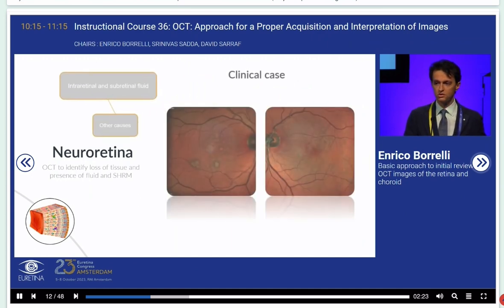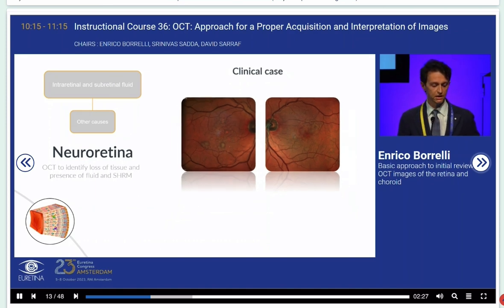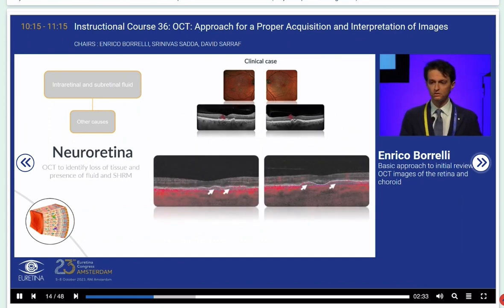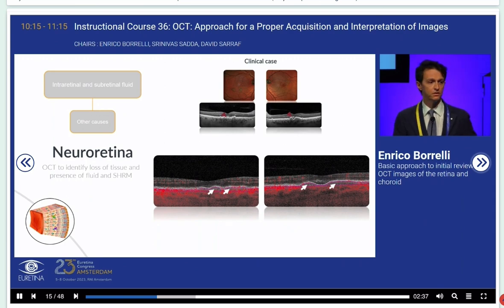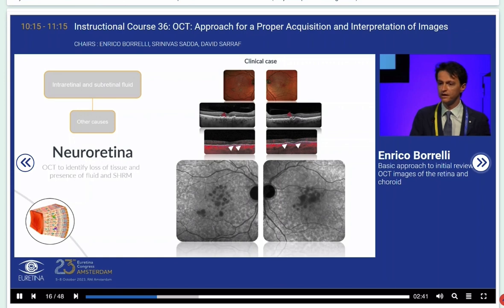There are also other causes. This is a clinical case. This is a patient with drusen. We performed structural OCT. You may appreciate the presence of subretinal fluid. So we wanted to understand if there is any new vascularization. We performed both OCTA and ICG, which actually didn't show any new vascularization.